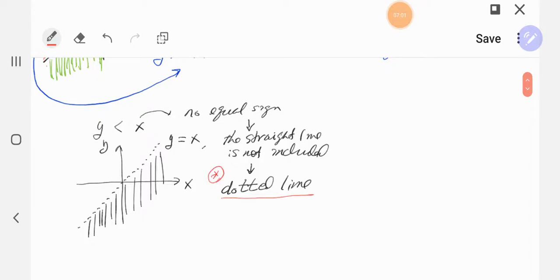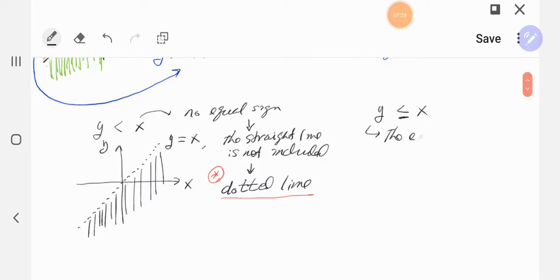What if the line is included? What if y is less than or equal to x? So the equal sign is included, right? The equal sign is included. Then what? Then the line is solid.